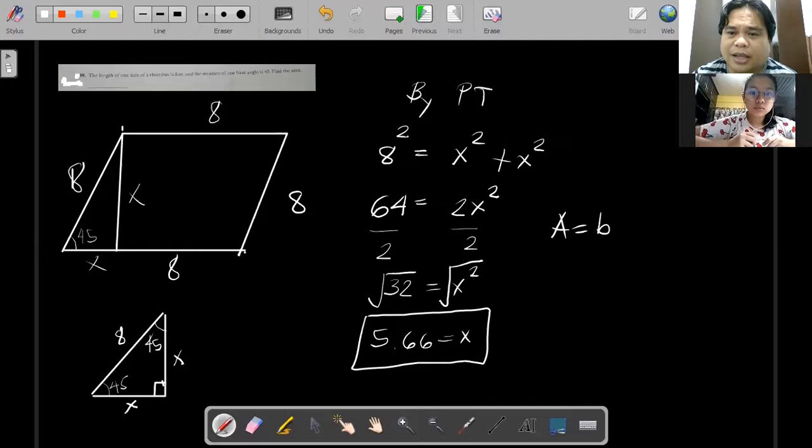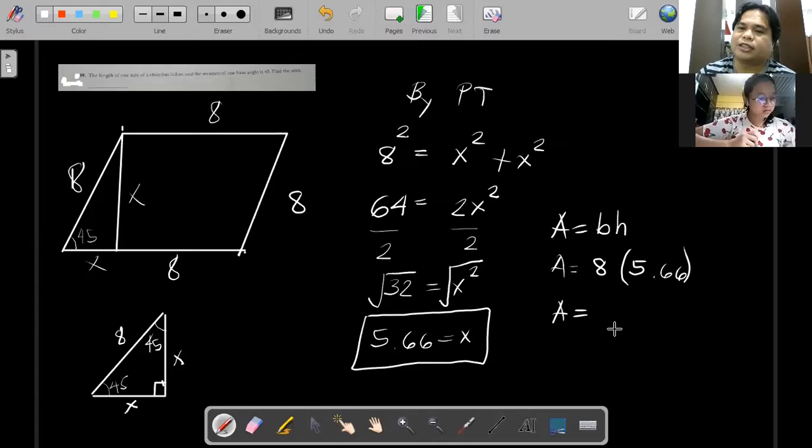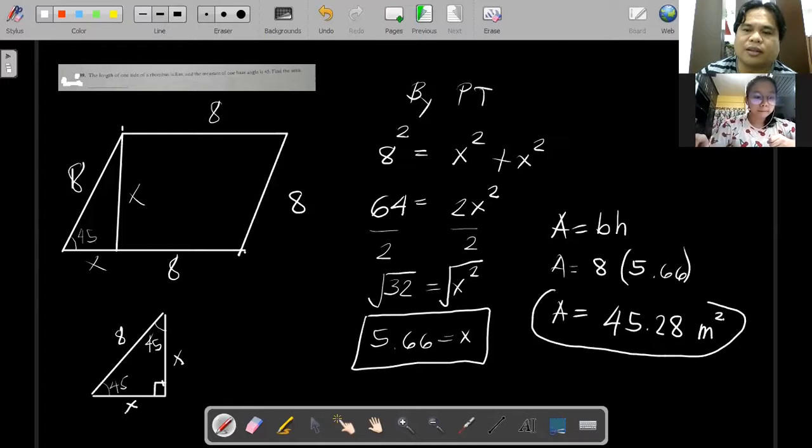base times height. And in this case, the base is what? 8, right? This one, the entire base. 8 times height. What's the height? That's the x, 5.66. What do you get? 8 times 5.66. 45.28. Okay, 45.28. That's meter square. That's the area of the rhombus.